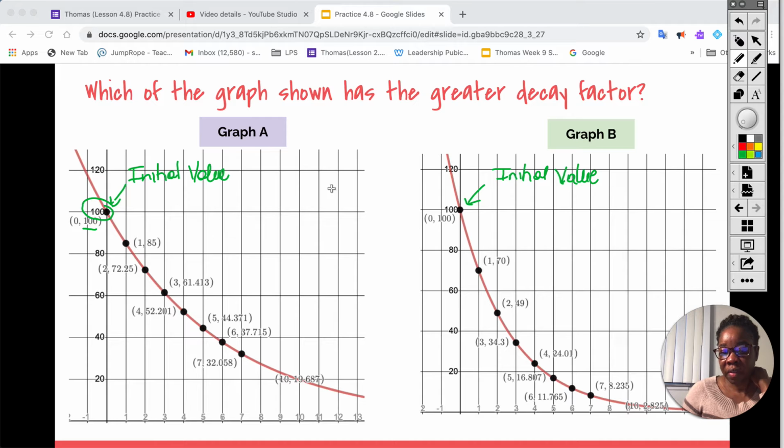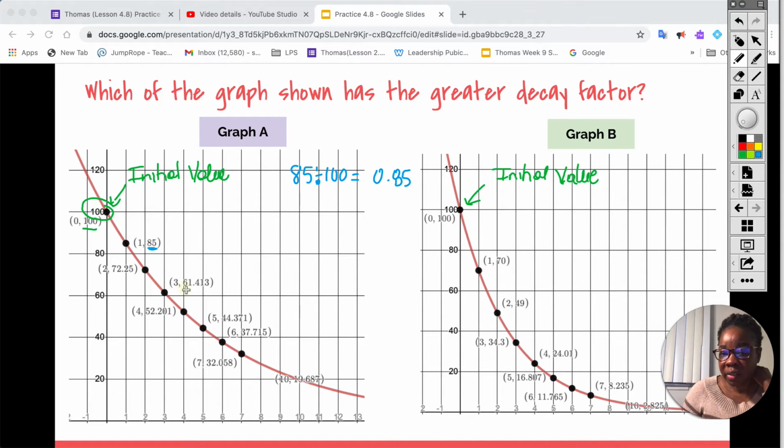for graph A. And in order to do that, what we do is we take the output value and divide it by the one before or previous. That is how I say it. So for example, to calculate the decay factor, we would take 85 and we would divide that by 100, which is the output value that was before or the previous output value. That would give us 0.85.